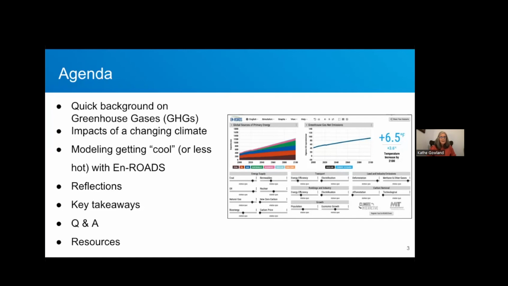Our agenda tonight: we are going to do a quick background on greenhouse gases, and then talk about some of the impacts we're already seeing with climate change. And then we'll model the Earth getting cooler, or at least a little less hot. And then we're going to take time for reflections and takeaways. And as Amy said, we'll have question and answer time, and then talk a little bit about resources that you can look forward to.